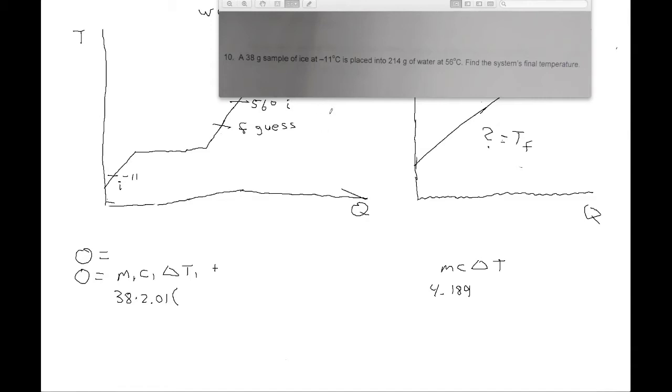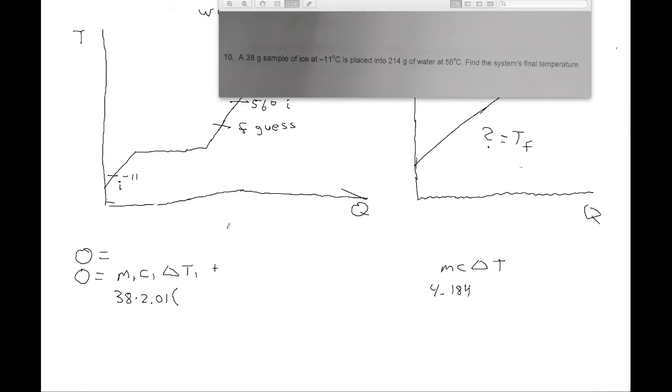The ice. Yeah. There's two reasons why that's a good guess. First of all, what's the specific heat of liquid water? 4.184. And what's the specific heat of solid water? 2.01. So in general, is it easier to change the temperature of ice or of liquid water? Because it's easier to change the temperature of ice, because this number is smaller. It takes less energy to change the temperature of ice. That is one reason why you would expect the ice to change temperature more than the liquid water. So we're going to end up closer to the initial point for the liquid water than the ice.